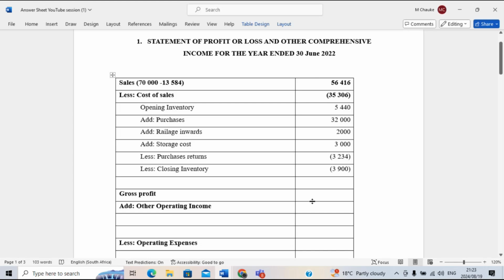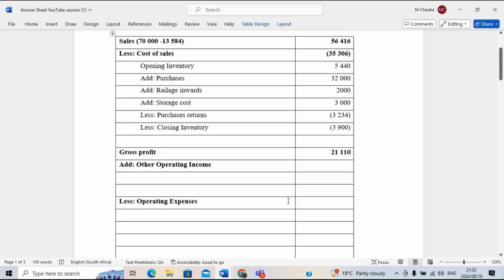How much is your gross profit there? Sales minus cost of sales. Receiver says I got 21,110, of which I'm getting the same amount as well on my side. Everyone just confirm as well if you guys are following. Others, how much are you getting? Maria says I got the same amount as well. And then Jennifer and others, I hope you're gonna get the same answer.